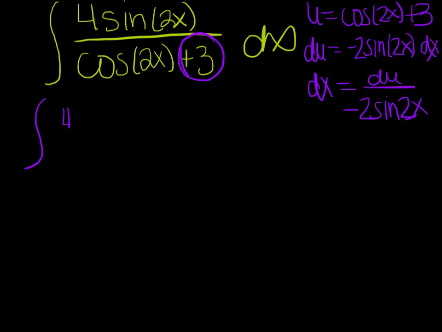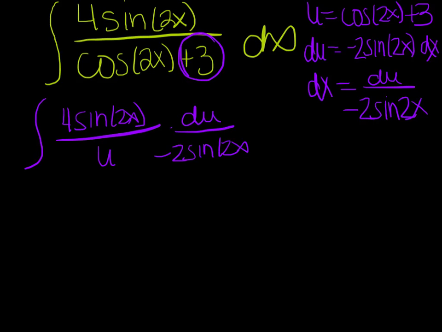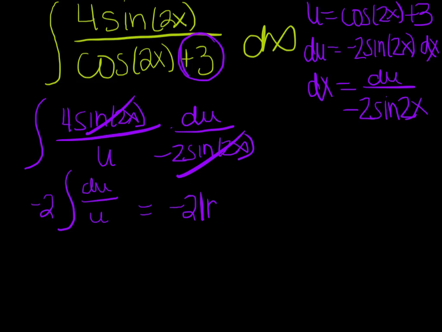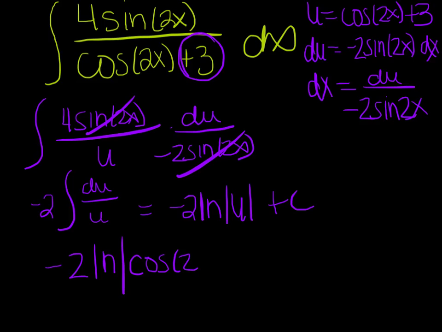Plug that back in. We're going to get a 4 sine of 2x over u times du over negative 2 sine of 2x. Those cancel out. Pull out our 4 over negative 2. I'm just going to make that a negative 2 times the integral of du over u, which is negative 2 times the natural log of the absolute value of u plus c. And simply plug it back in. We get negative 2 natural log of the cosine of 2x plus 3 plus c.